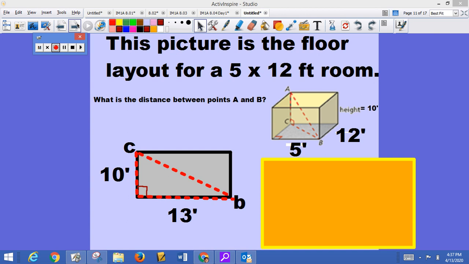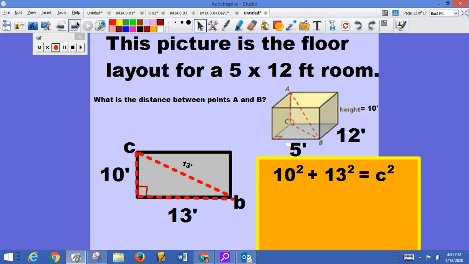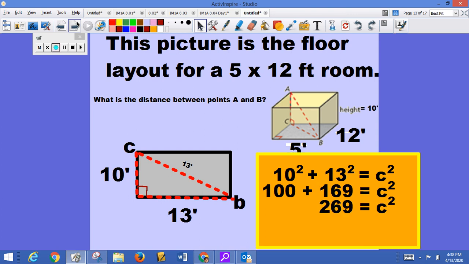All right, let's plug those values into our A squared plus B squared equals C squared formula. I get 10 squared plus 13 squared equals C squared. I'm going to evaluate that out. I know 10 squared is 10 times 10, which is 100. 13 squared is 169. So I get 100 plus 169 equals C squared, which is 269 equals C squared. Take the square root of both sides to get our final answer.